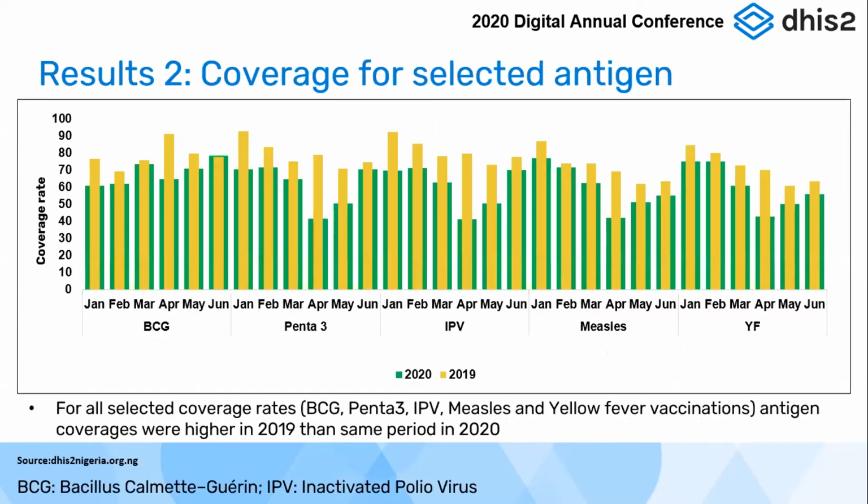Moving on to the next indicator, we looked at coverage for selected antigens. The antigens we selected were BCG, the 3 doses of pentavalent, IPV, measles, and yellow fever. Across all of the antigens, we noticed that coverage was higher in 2019 compared to the same period in 2020. Looking at each of these antigens, the difference was greater in April across most of them. March and April were the lockdown period, so we were not surprised by some of these findings. Across the whole period for each of these antigens, coverage was much higher in 2019 compared to the same period in 2020.